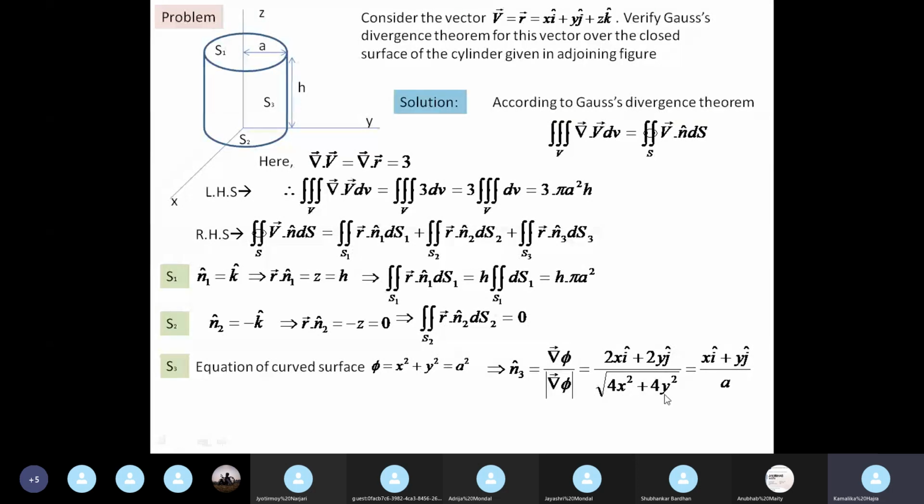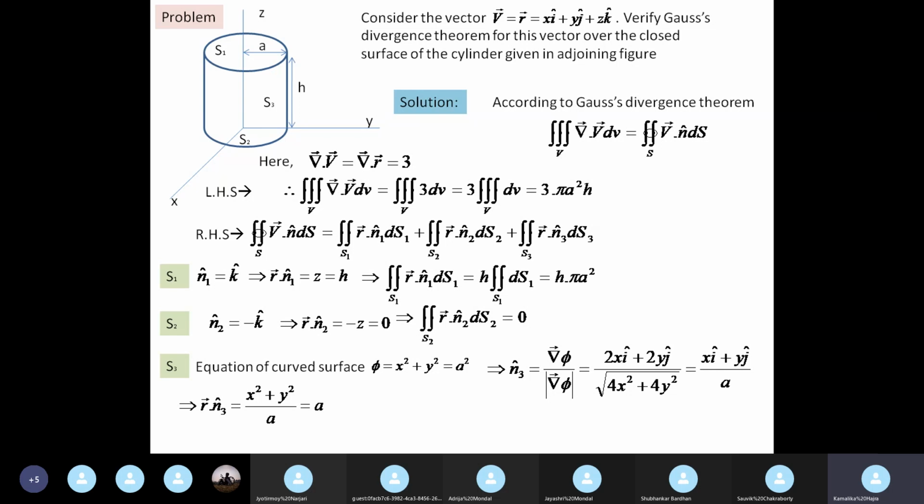So you have x square plus y square, and x square plus y square is a square. So root over a square is a, and the 2 cancels with the 2 on the top. So you have the normal as x i cap plus y j cap divided by a. So r dot n3 cap is x squared plus y squared divided by a, but x squared plus y squared is a squared. So r dot n3 cap is just a.